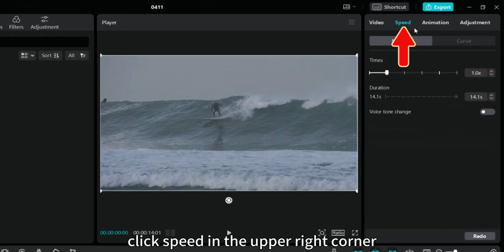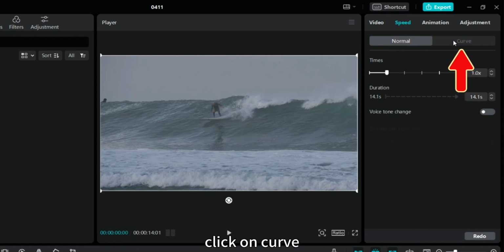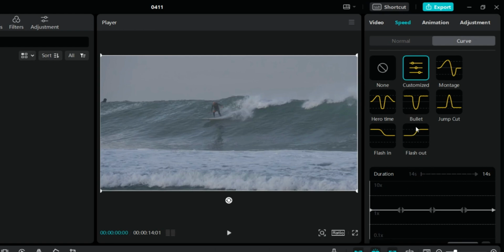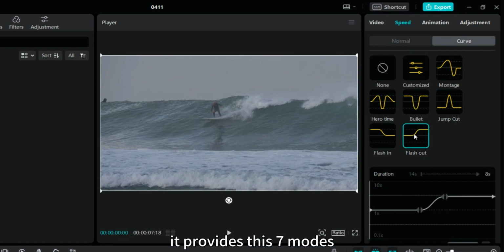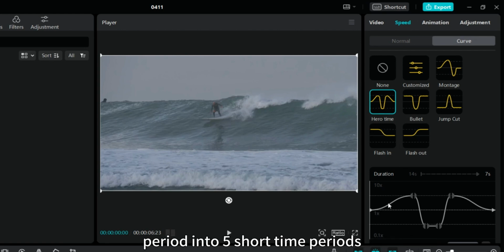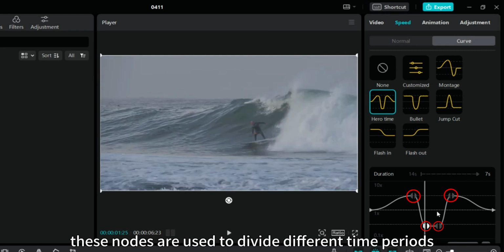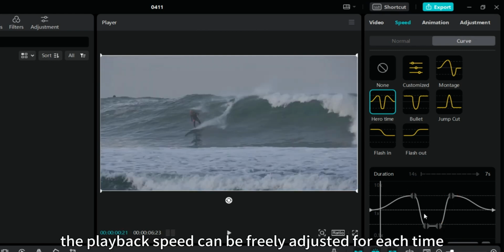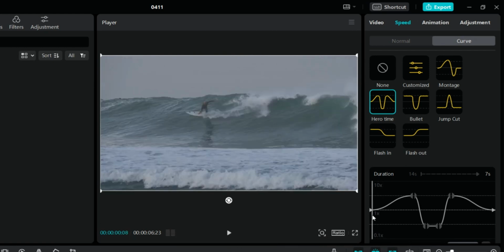Click Speed in the upper right corner. Click on Curve. These are custom video playback speeds. It provides 7 modes. This mode has 4 nodes and divides the entire time period into 5 short time periods. These nodes are used to divide different time periods. The playback speed can be freely adjusted for each time period.